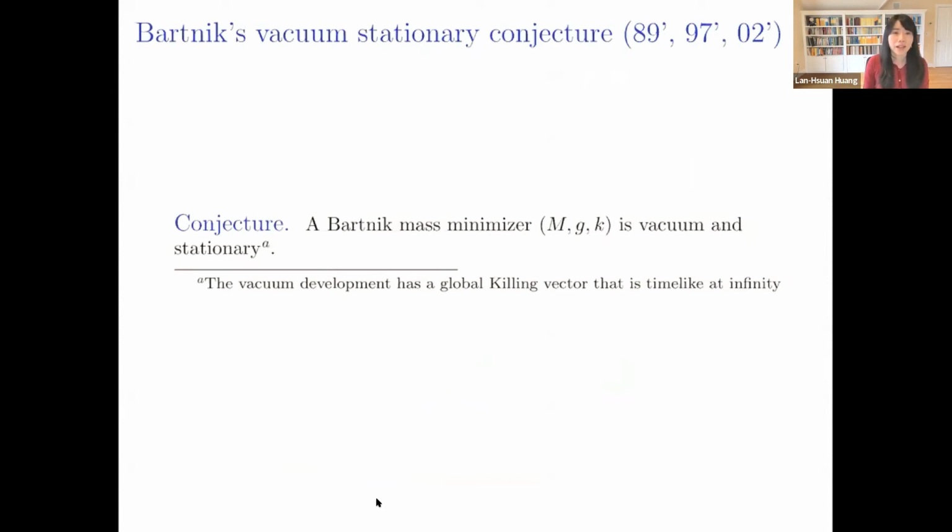And it also seems like a very natural conjecture, right? So if it's a Bartnik mass minimizer, the initial data set has to be vacuum, and also it's stationary. So stationary will be, in a sense, the vacuum development has a global Killing vector, and we require the Killing vector to be time-like near infinity.